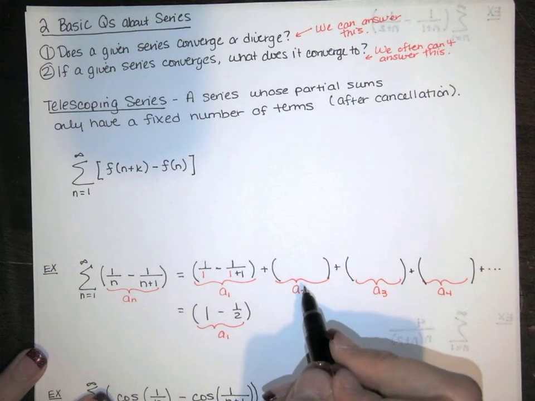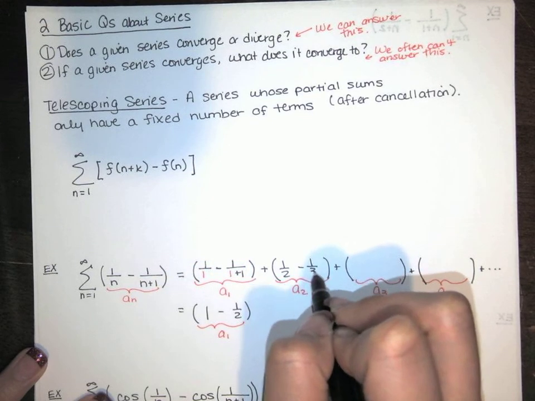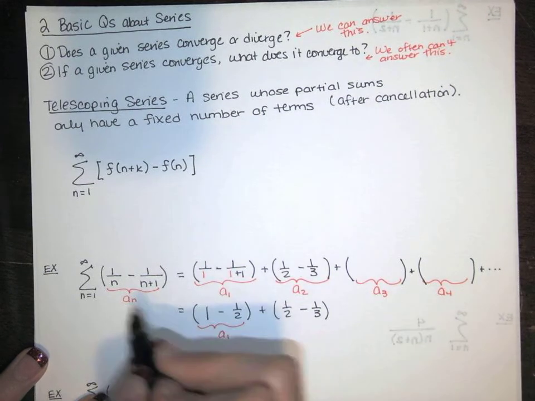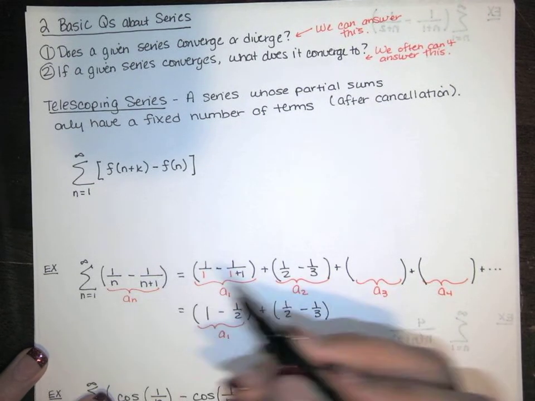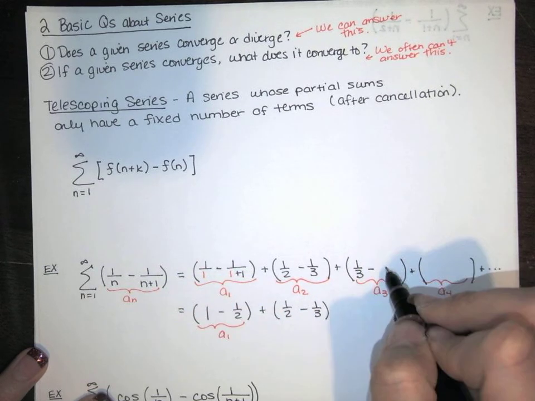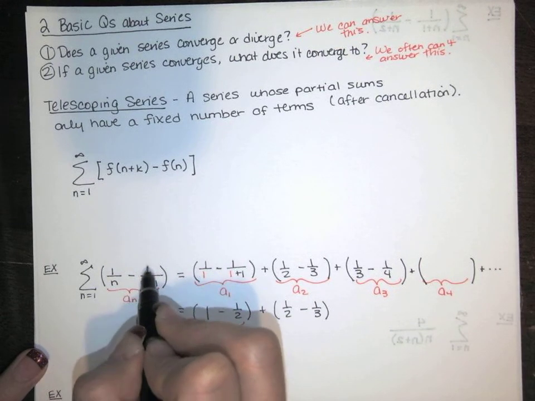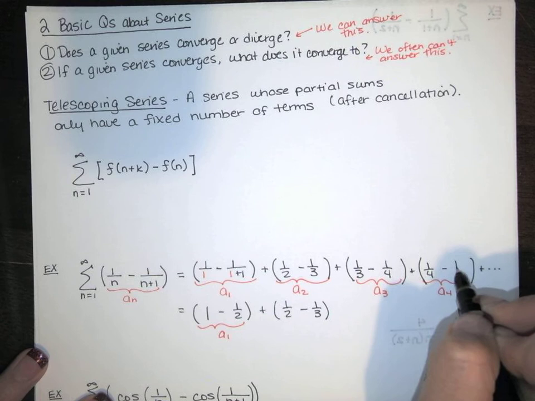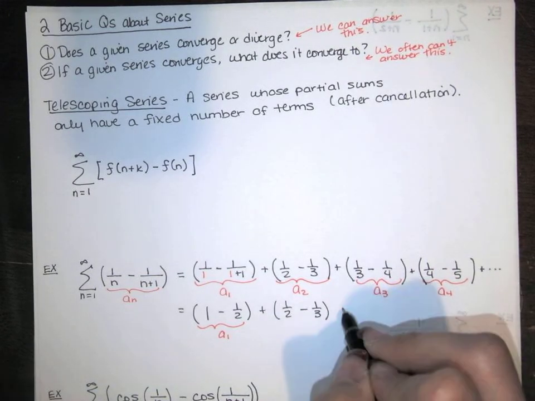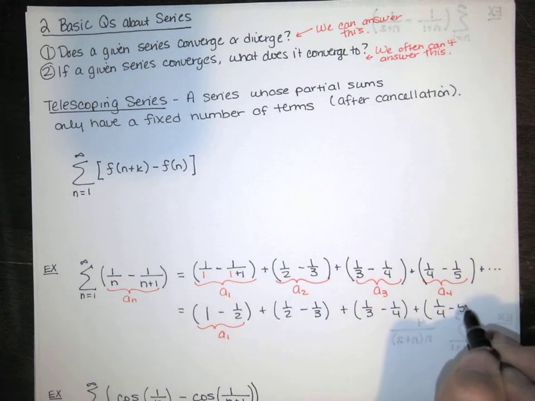And watch what happens. When I plug in n equals 2, I get 1 half minus 1 over 2 plus 1. So that's minus 1/3. When I substitute in n equals 3, I get 1 over 3 minus 1 over 3 plus 1, so 1 over 4. When I substitute n equals 4, I get 1 over 4 minus 1 over 5. And we keep going forever. I'll just rewrite these down here.